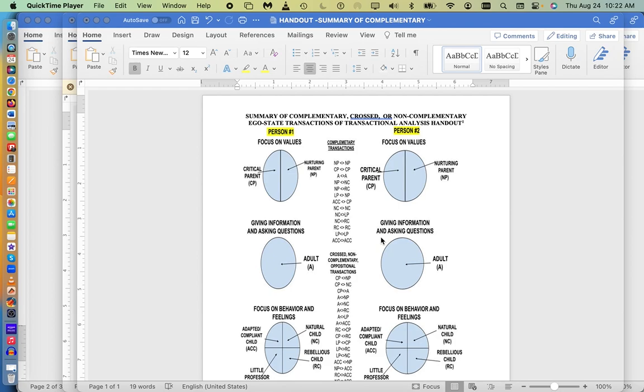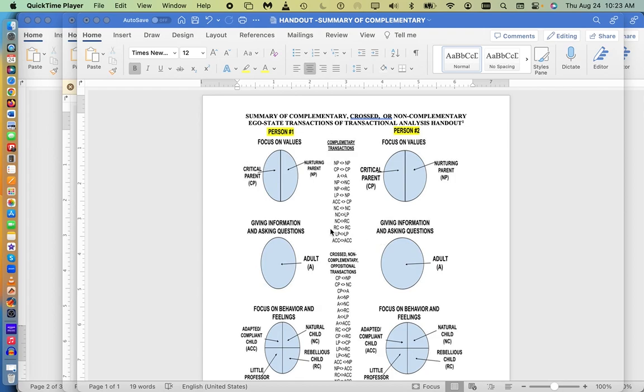What is a complementary transaction in transactional analysis? According to the theory of transactional analysis, a complementary transaction is one that facilitates, promotes, and improves human communication. A non-complementary or crossed transaction is one that causes discord, conflict, or friction in a relationship. Now, Richard will explain the various types of complementary and non-complementary or cross transactions of TA.